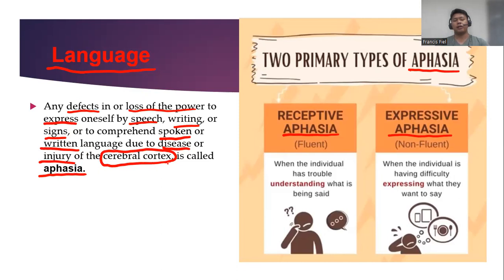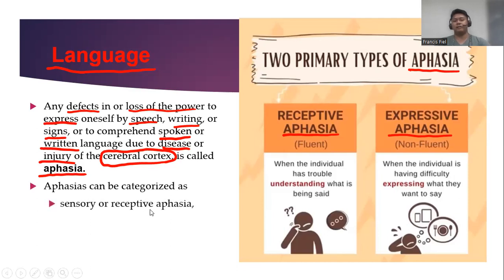Because the cerebral cortex is responsible for interpreting words and written languages sa ating environment. So hindi niya ma-decipher, hindi niya ma-process yung mga bagay na yon. Alright? So we have two types or two categories of aphasia. We have sensory or receptive aphasia, and then we have motor or expressive aphasia.